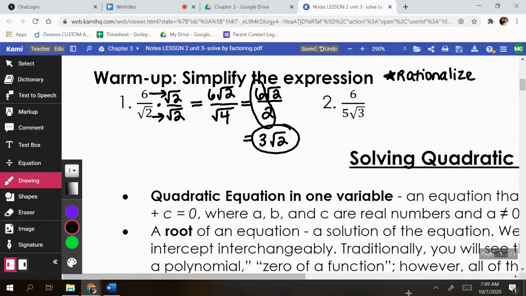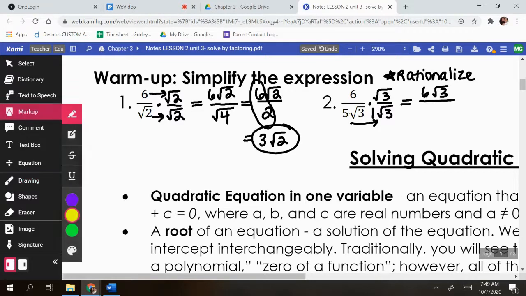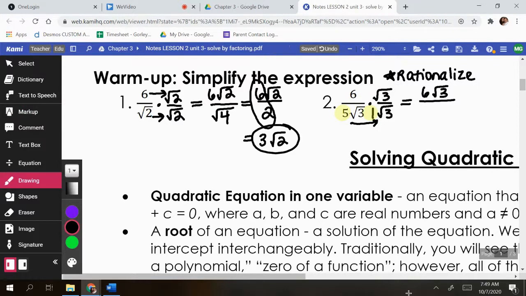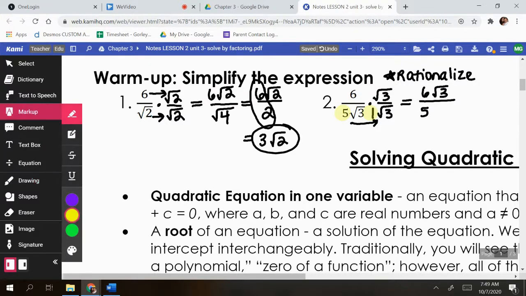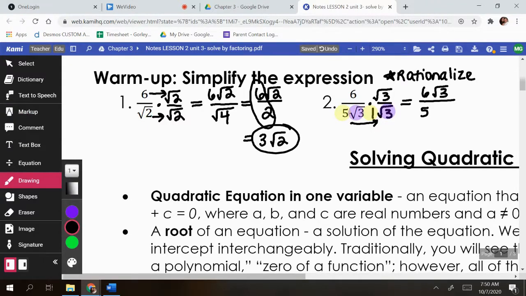For part 2, same thing. You can see we have a radical 3 in the denominator. So all I'm going to do is multiply the top and the bottom by that square root of 3. I'm going to get 6 square root 3 up top. And on the bottom, when I multiply across, again, only like parts get multiplied. So the 5 and the 1 will get multiplied because those are both numbers outside the radical. So I get 5. And then we'll multiply the radical 3 by the radical 3 since those are both parts under the radical. So I'll get square root 9.